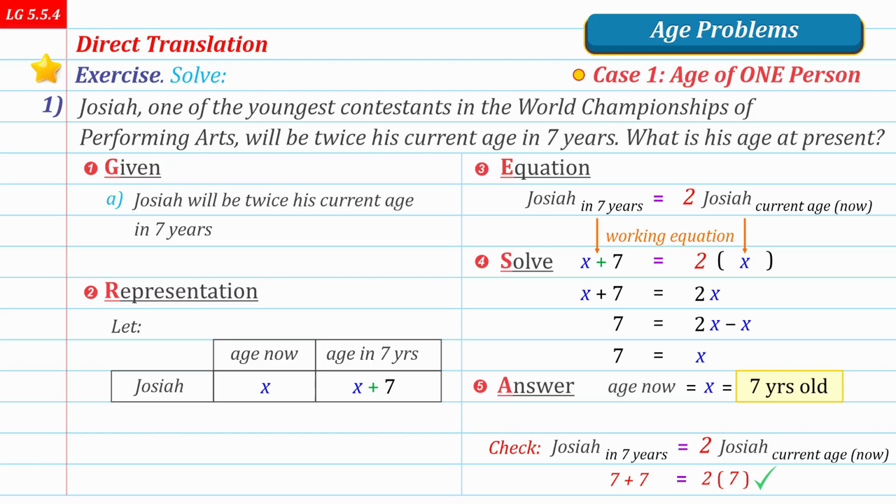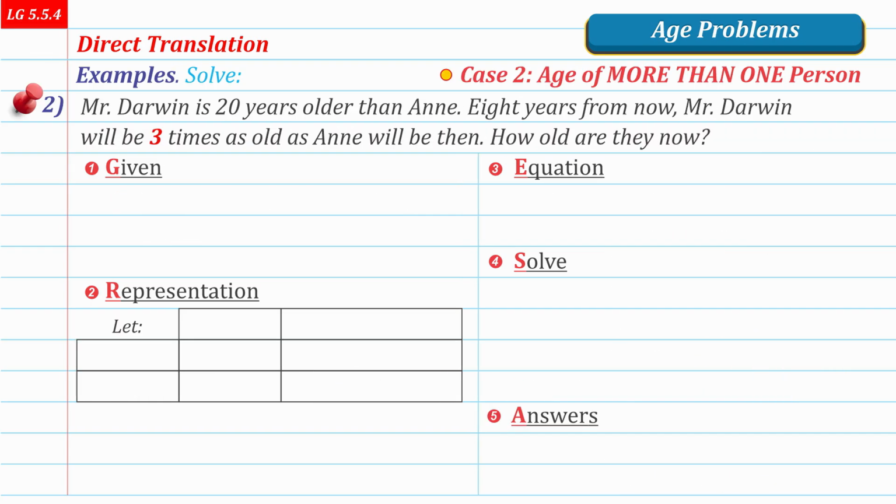Let's have another example. This is case 2 of our age problem series, solving for the ages of more than one person. This simply means we introduce a second person, but the process stays the same. So here's our problem. Mr. Darwin is 20 years older than Anne. 8 years from now, Mr. Darwin will be 3 times as old as Anne will be then. How old are they now?